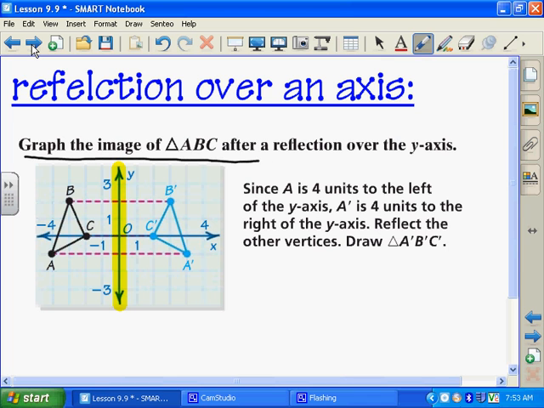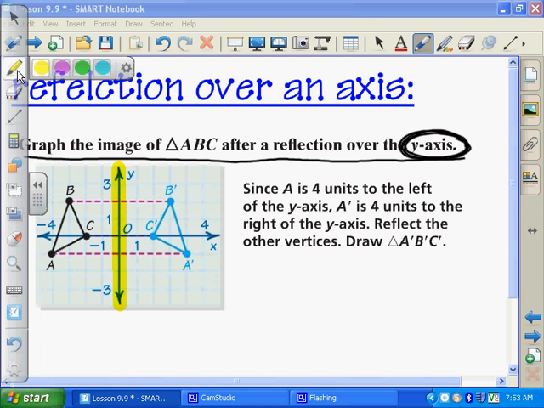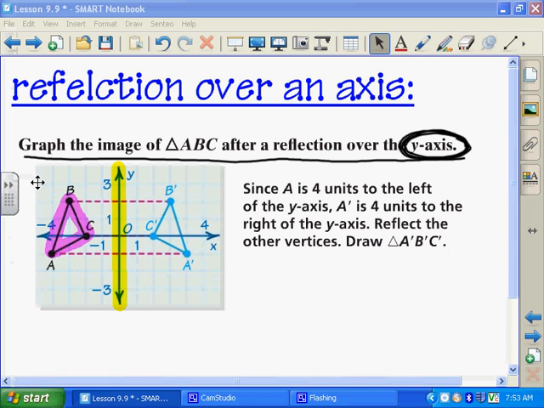So I highlighted the y-axis, and I have my shape. I'm going to highlight that in purple. So I have A, B, C. Now, how you do this is you have to do each point separately. So I'm going to start with point A. And I count how many spaces it is to get to the y-axis. And then you go an equal amount, to my next space, which is A prime. And you need to make sure you have that tick mark to represent that it is your image of A as it's reflected over the y-axis.